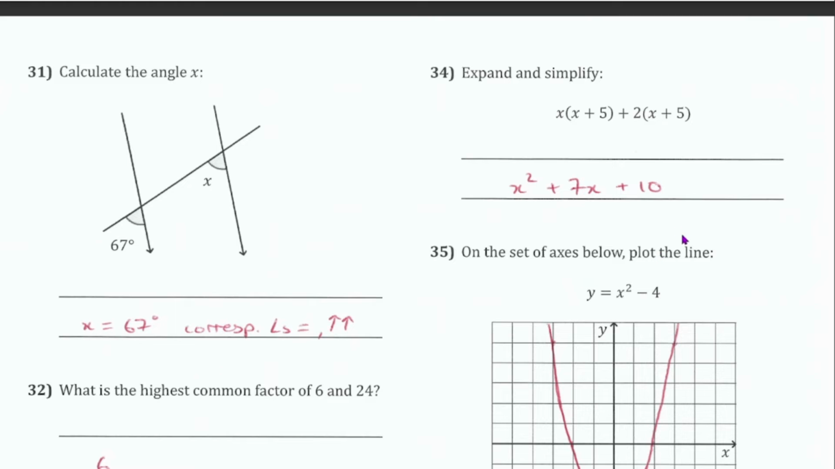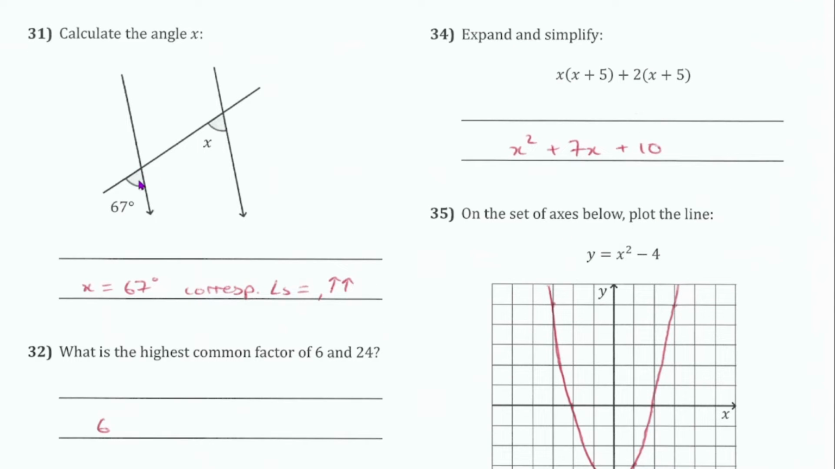All right, on to question 31. So for this one here, you can imagine taking this angle and sliding it up here. If you slid it up there, you would find that it overlapped perfectly. But we know this because those are parallel lines. This rule is called corresponding angles because they correspond to one another. So that angle there is 67 degrees.